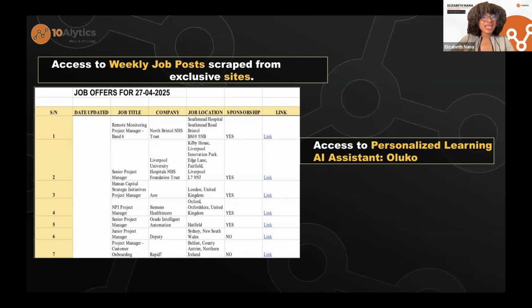So this AI assistant can even help to prep you for interviews as well. When you land an interview or you're learning something you don't understand, you can simply ask Oluko. Now, all of this that I mentioned, of course, is if you join our next cohort.